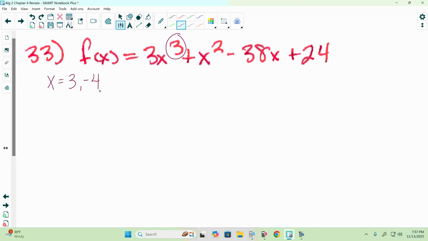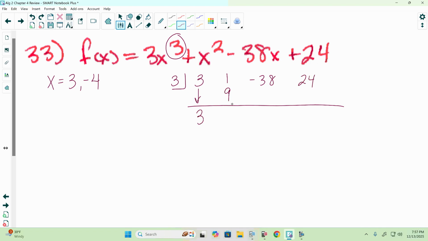We should have 3 solutions. We should have 3 values. So really, we just need to look for one more. We can do synthetic division to find it. We'll put one of the 2 values in the cubby, 3, excuse me. Put the numbers across the top: 3 for x to the third, 1 for x squared, negative 38, and 24. We'll drop the first number.